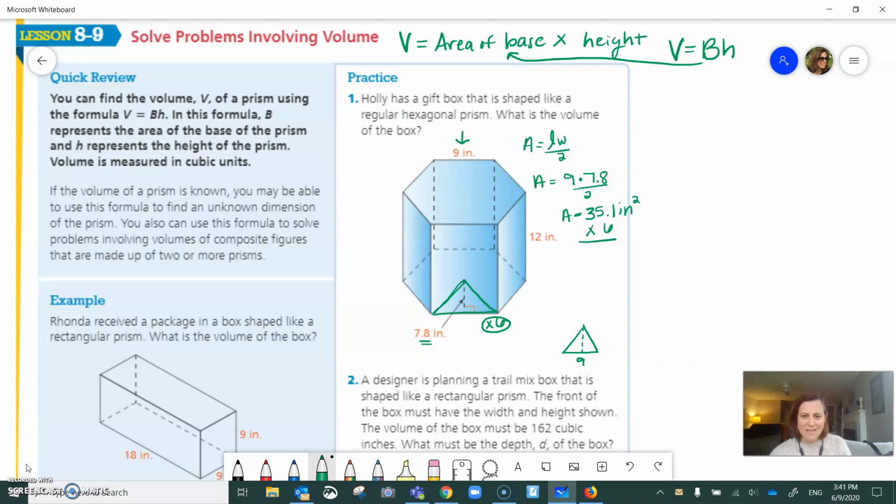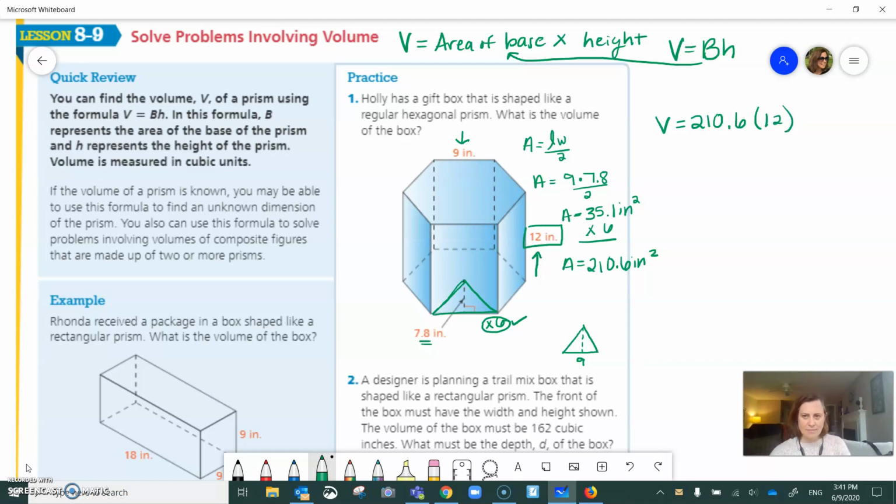We have 6 of those. Check! We have 6 of those going around the base of the hexagon. So we'll take that number and multiply it by 6, and that gives us 210.6 inches squared. Okay, so that's the area of the base. Now, that base goes straight up 12 layers. So to find the volume, we're going to take the area of the base and multiply it by the height of the prism, which is 12 times 12.